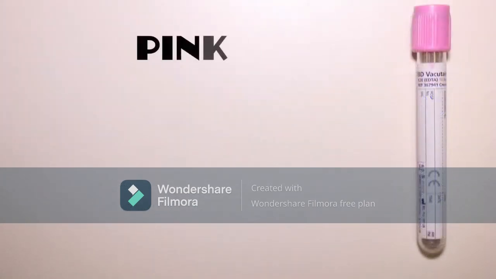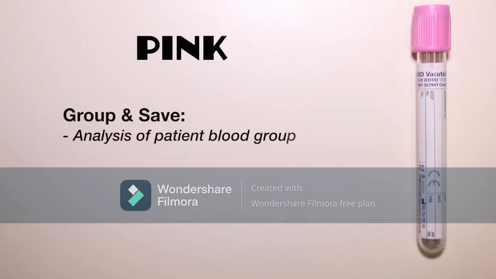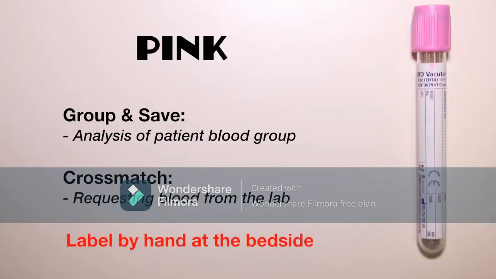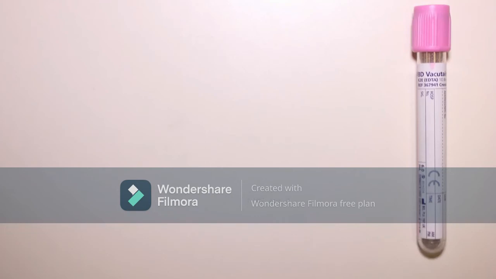The pink bottle is used to send a blood sample to the transfusion lab for patients who may require a blood transfusion. Group and save or cross-match can be requested. Group and save determines and stores the patient's blood group, so blood can be ordered swiftly if needed. Cross-match refers to the process of ordering blood for the patient. Typically, the bottle must be labelled by hand at the patient's bedside after confirming the patient's details, but your trust will have specific guidelines which you should adhere to.